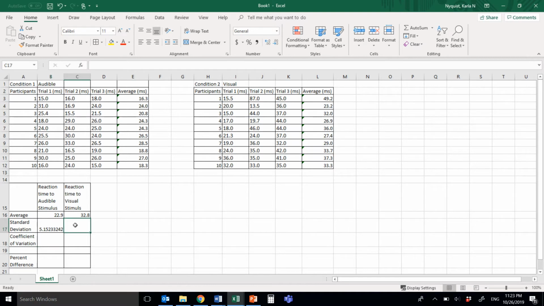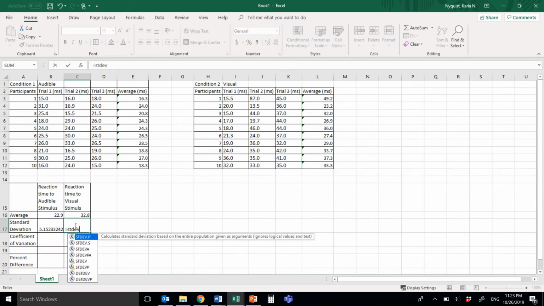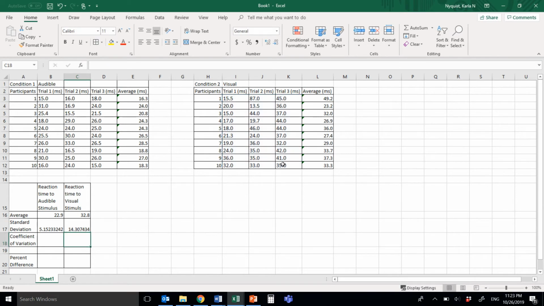Same thing over here, equals stdev.p, open parentheses, highlight all of your raw data, close parentheses, enter. This is where the decimals come into play, so I'm going to highlight both of those, titch those zeros back down to the same that I measured, which is a tenths place in this case.